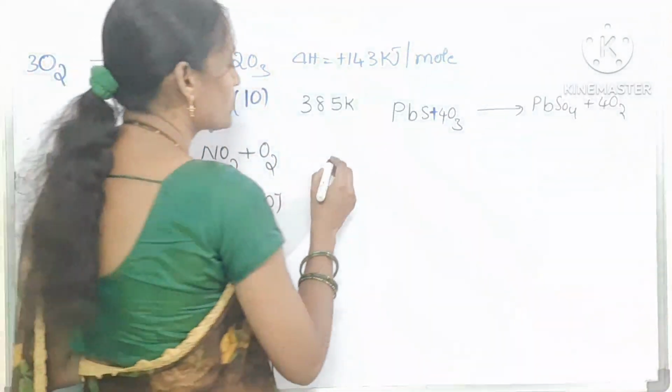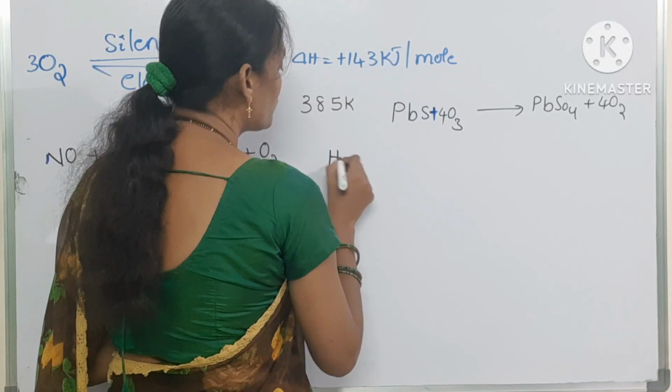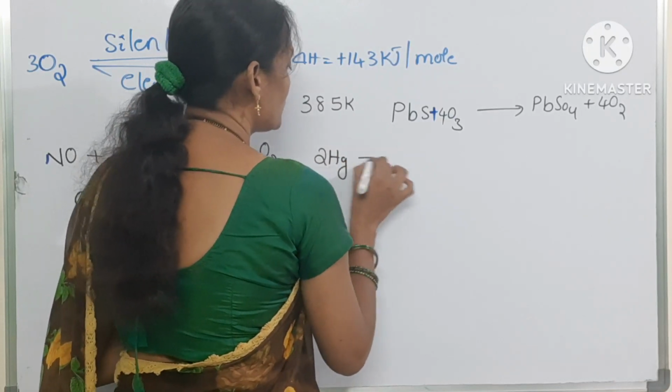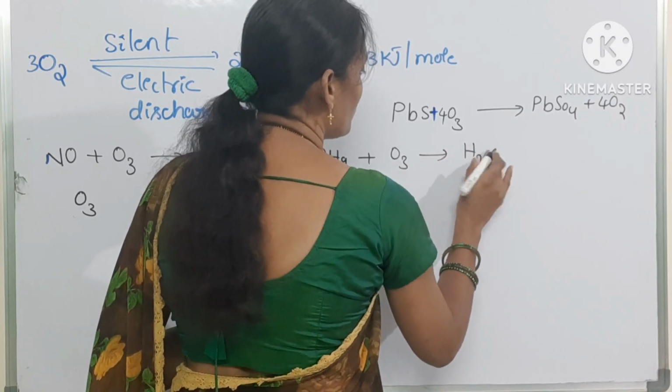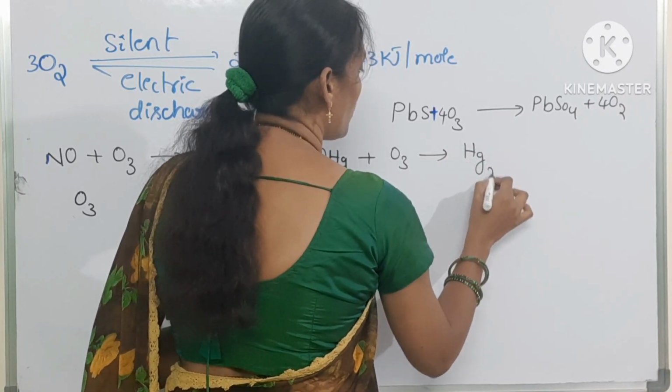And also it will oxidize mercury to mercuric oxide. Hg plus O3 gives rise to Hg2O and oxygen.